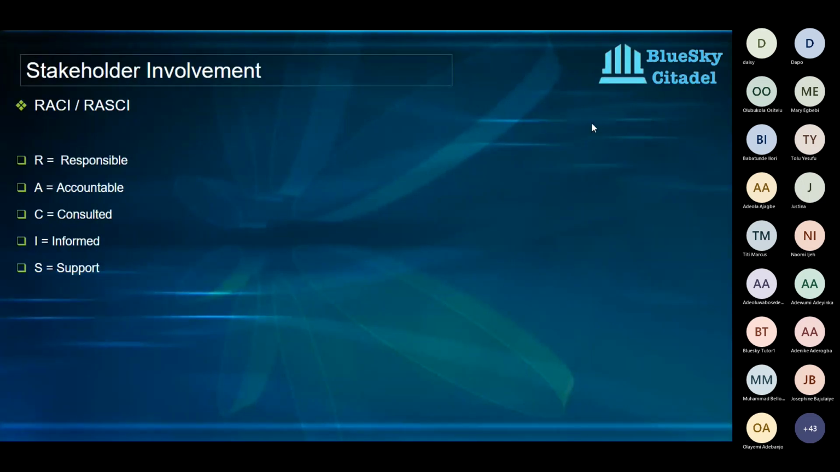The RACI: the stakeholder involvement using the RACI. The RACI covers who's responsible for what, who's accountable for what, who needs to be consulted on a particular matter, and who needs to be kept informed. The most common one is RACI, which is what I use. But sometimes some people use the RACI with an S, for support. I usually just use the RACI.